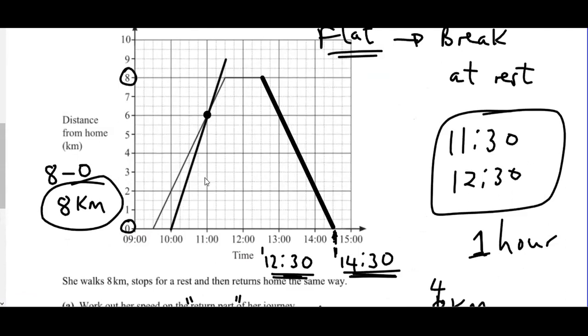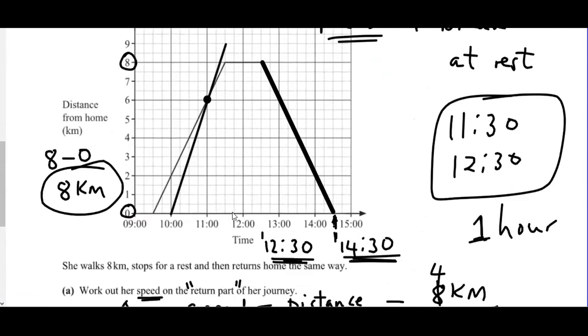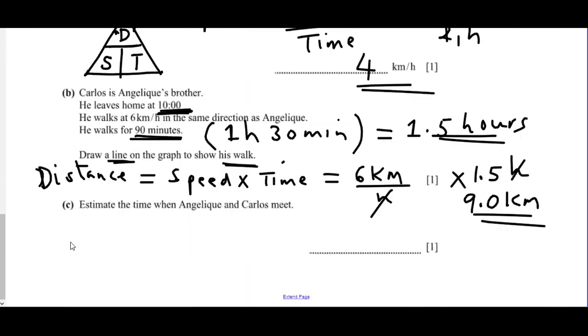So what time did they meet? They met at 11 o'clock. So here, estimate the time when Angelic and Carlos met. You just go ahead writing, they met at 11 o'clock. Simple like that.